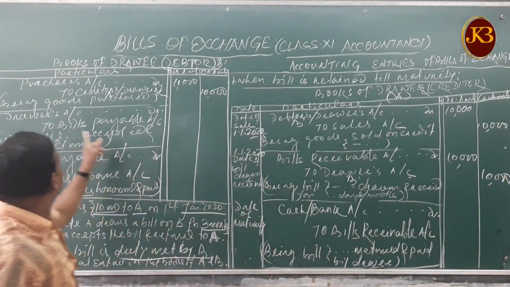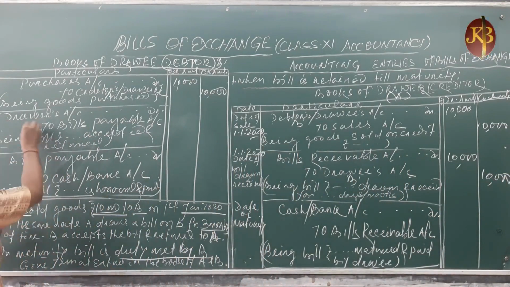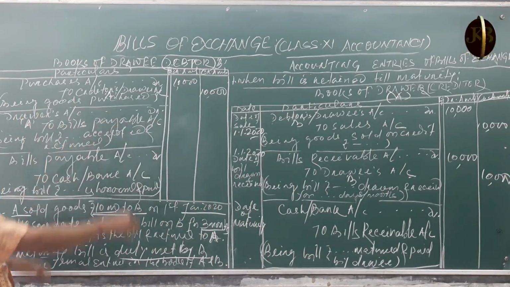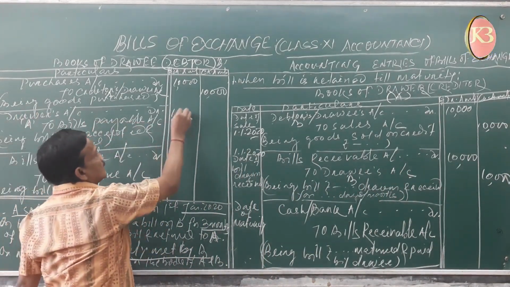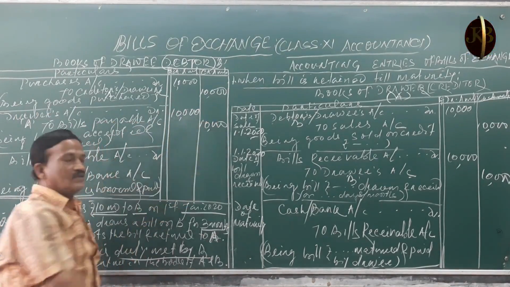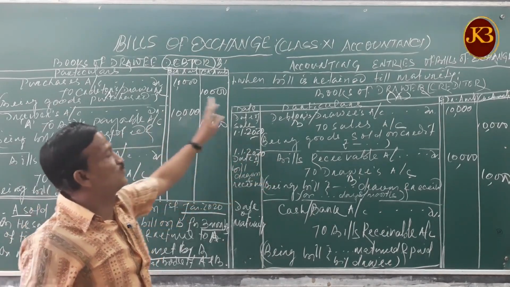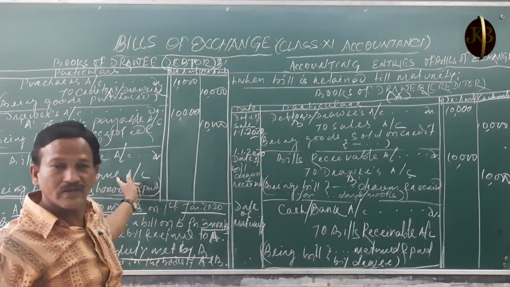Likewise, in the books of the drawee, B's account is debited. This is A's account debited to bills payable account. This is 10,000. The first 2 entries are completed in the books of A and the books of B, meaning the books of the drawer and the books of the drawee.